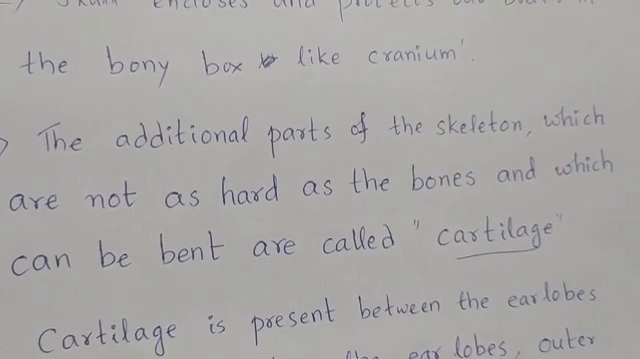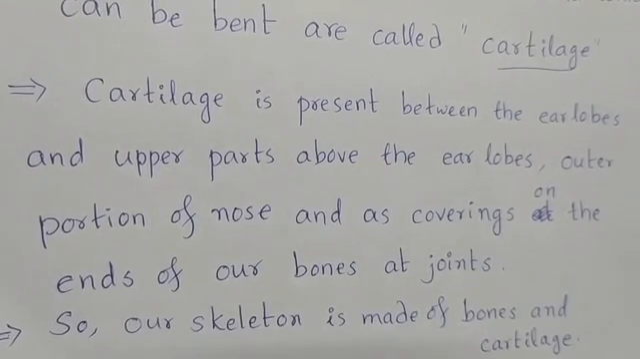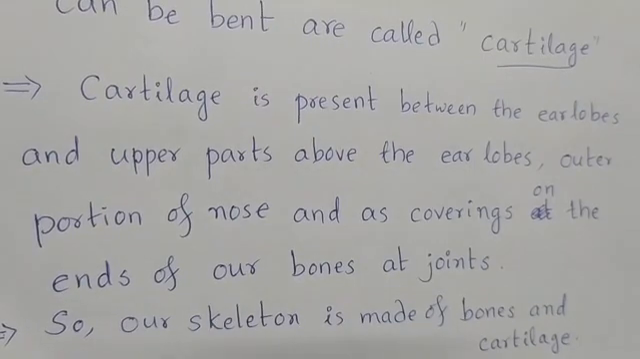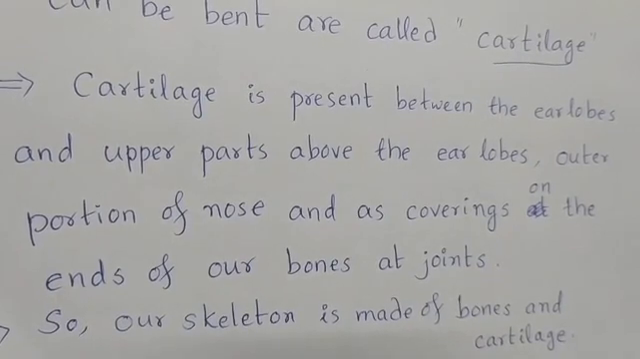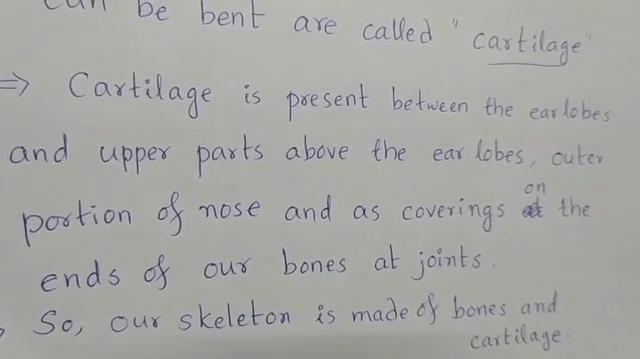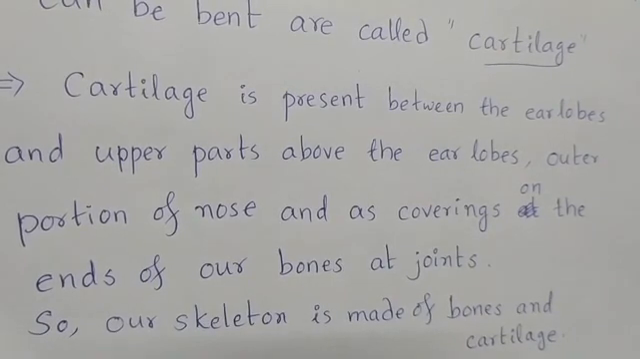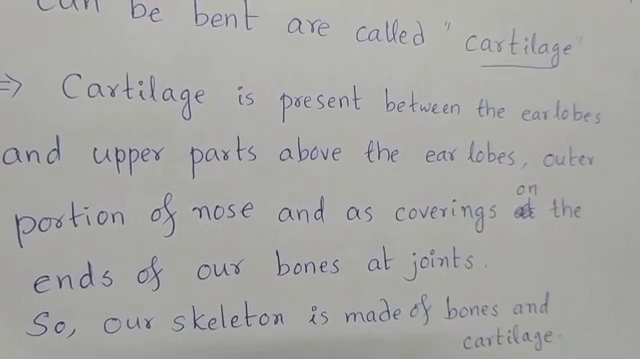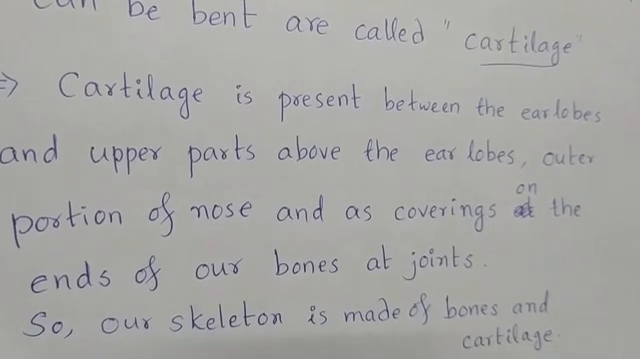Where is this cartilage present? Cartilage is generally present between the earlobes and the upper part of the ear. Earlobes, if you just touch, feel like normal flesh, above which you can see a little hard structure that can be bent. So between the earlobes and the parts above the earlobes, cartilage is present.